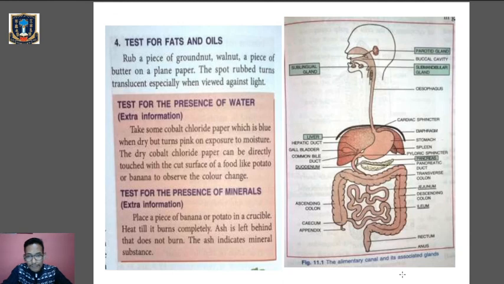Okay. Then you have a test for fats and oil. Just rub a piece of groundnut, walnut, or a piece of butter on a plain paper. The place where we have rubbed that groundnut, walnut, or butter will turn translucent, especially when viewed against the light.